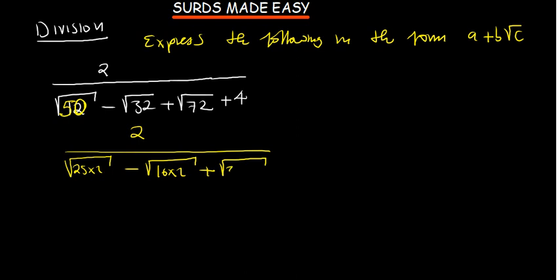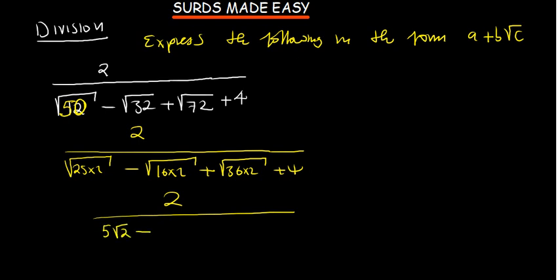Is it 36 times 2? And then we have got a 4 at the end. So this is going to give us 2 divided by square root of 25 is a 5, and then we have got square root of 2. Square root of 16 is a 4, and then we have got square root of 2. Square root of 36 is a 6, and then we've got square root of 2, and then plus a 4. So what we do here is add like terms.